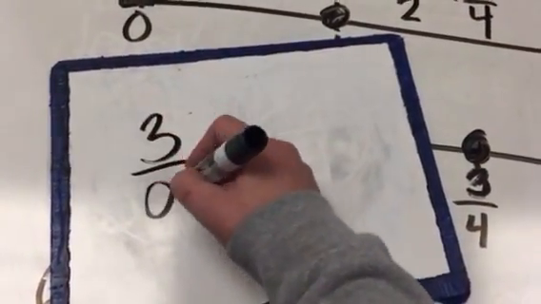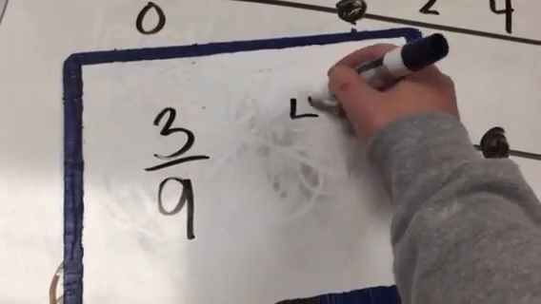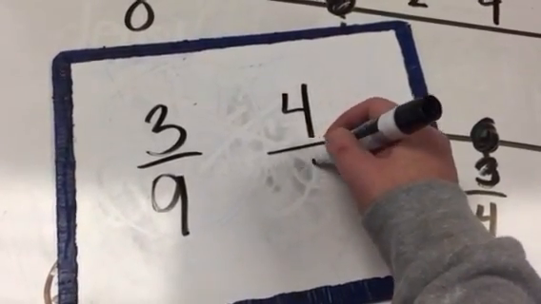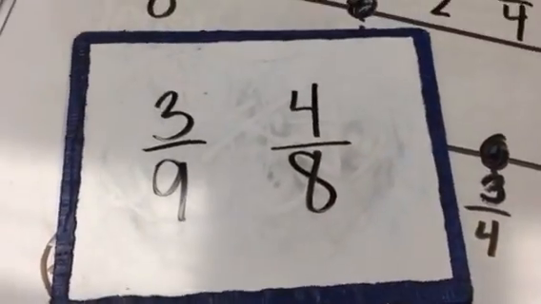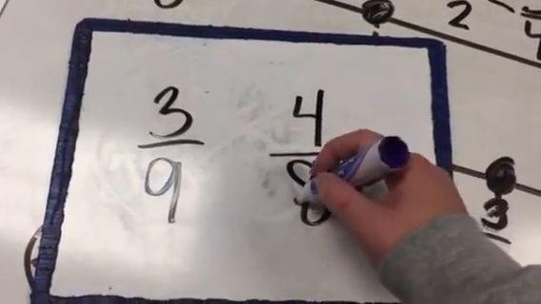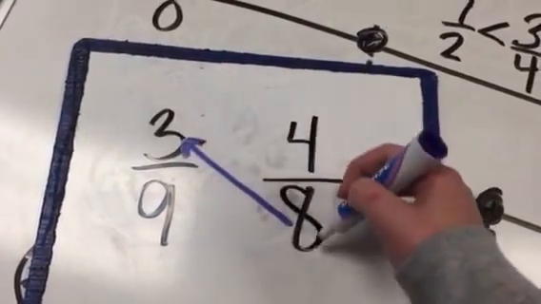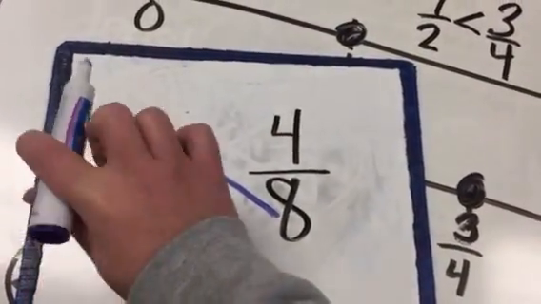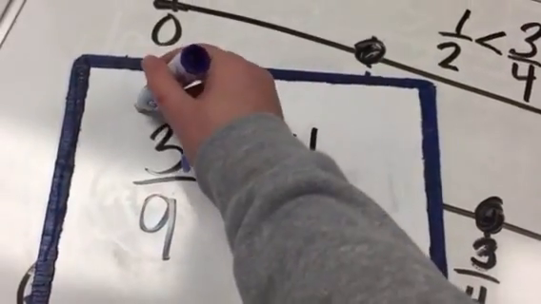Let's try 3/9, and let's do 4/8. Okay? So we multiply bottom to top. 3 times 8. So I'll sing my 8 song. 8, 16, 24.